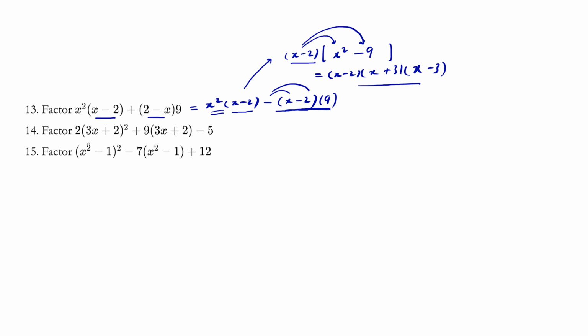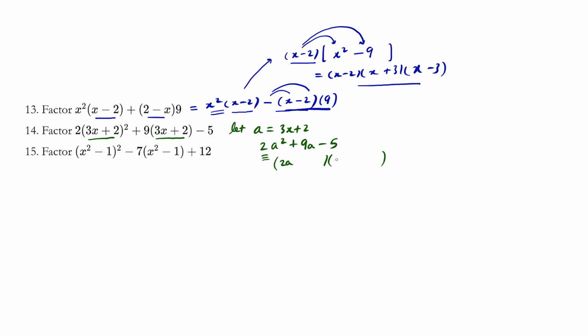Let's try question 14. If you look at it carefully, if you just squint your eyes a bit, you can see how this here is a trinomial. So we can let this ugly inside be a. Let a equal 3x plus 2. Then this question becomes factor 2a squared plus 9a minus 5. And this is simply trinomial factoring, where the coefficient is not 1. You can try using the rainbow method, or you can even try guess and check.